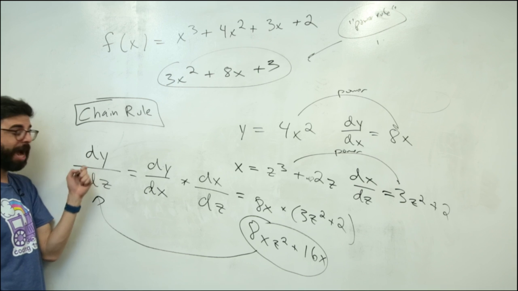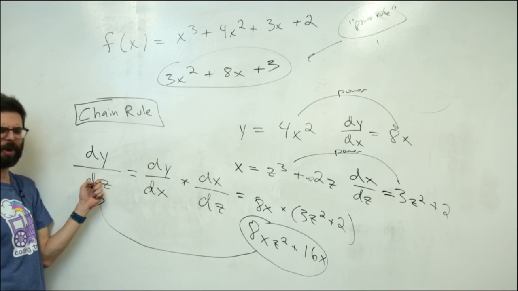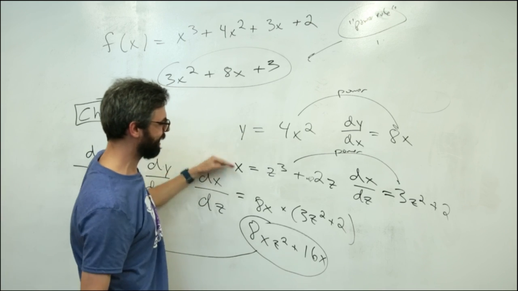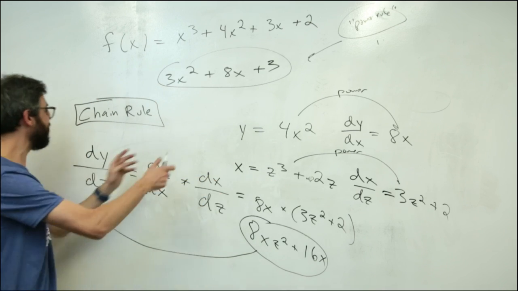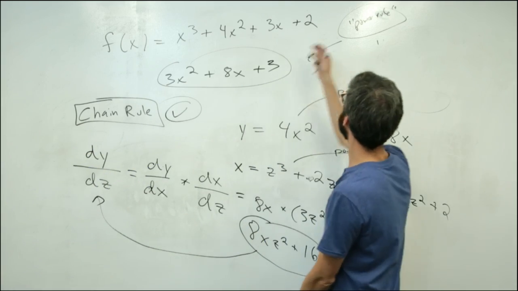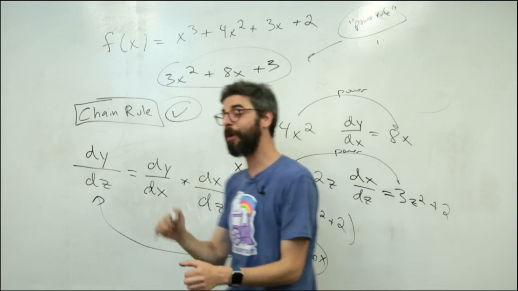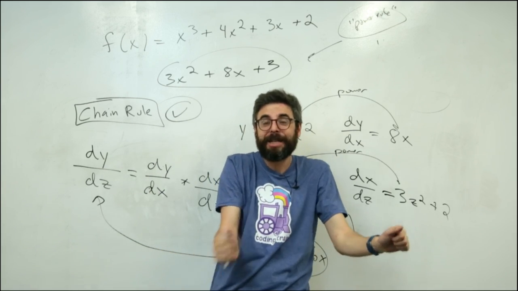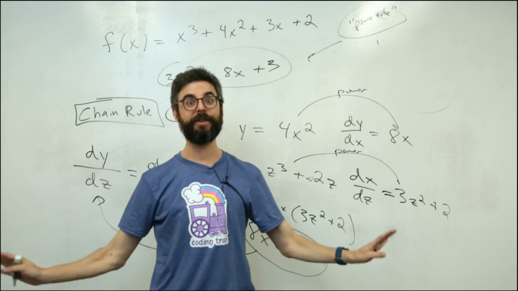the derivative of y relative to z, is that the right way to describe it? If y depends on x and x depends on z. So this is the chain rule. Okay, so now we've got what a derivative is with the power rule. We've got, what if I have one function that depends on another function, that depends on another function? I can do a derivative with the chain rule.